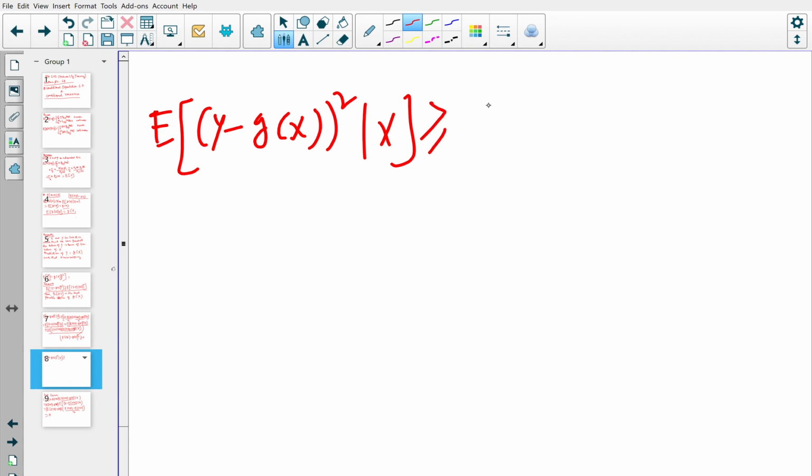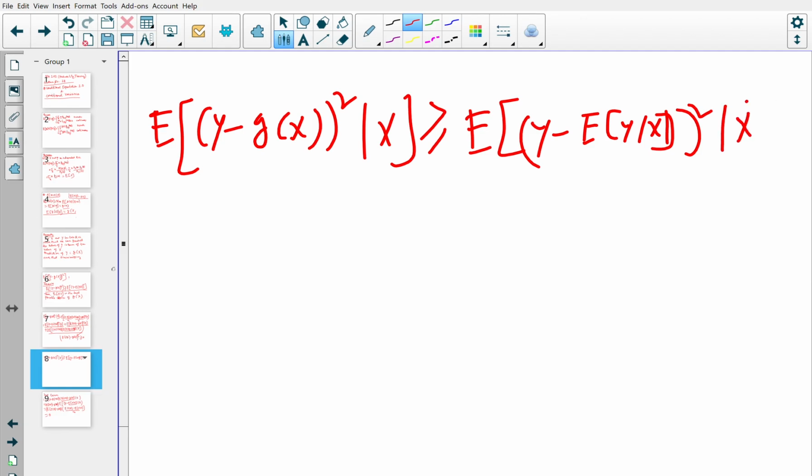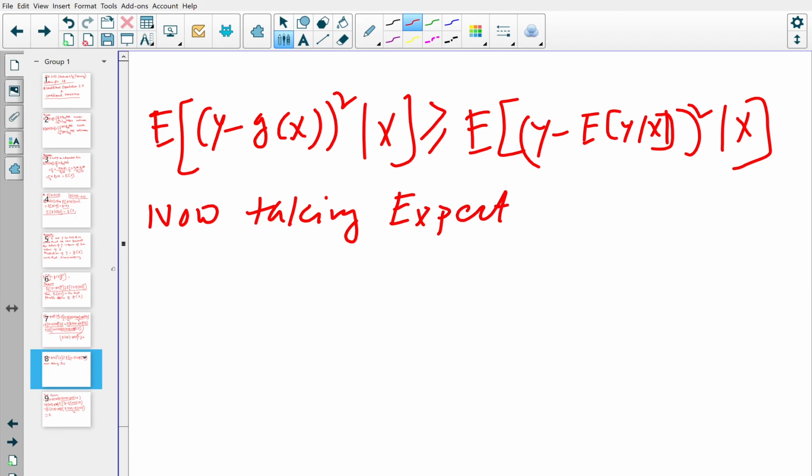What was the first term? First term was expectation of (y minus expectation of y given x), then their whole square given x. Okay, clear? And then you take expectation both sides. So if you take expectation both sides, we get our desired result.